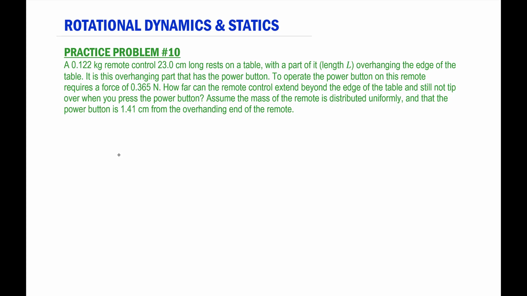So once you punch that into a calculator, you get L is equal to 0.0914 meters, which is equal to 9.14 centimeters. So if you want to be able to push the power button on your remote control of length 0.23 meters, then you would have to push it within an overhang of 9.14 centimeters.